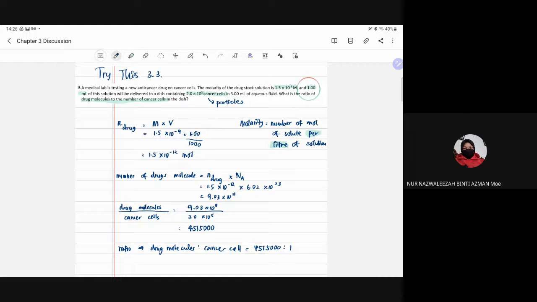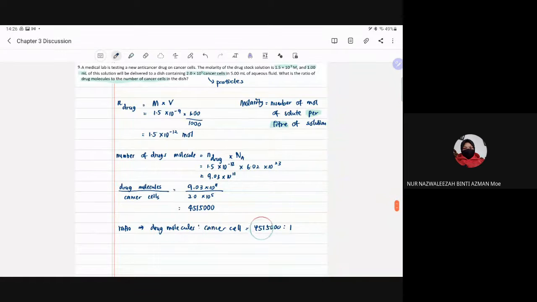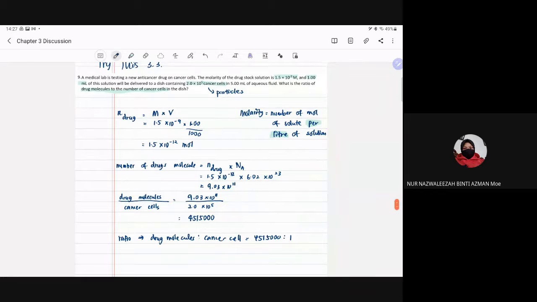Nampak macam sikit, 1 ml kan? Tapi nisbah dia, drug molecule tu, setiap satu cancer cells tu akan diserang oleh drug molecule yang ada sebanyak 451. So, kita ada terlampau banyak lah. Kita guna drug molecule tu terlampau banyak. It is more than enough. Okay? Itu je sebenarnya yang ini.